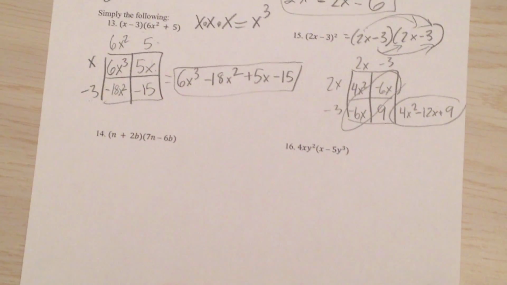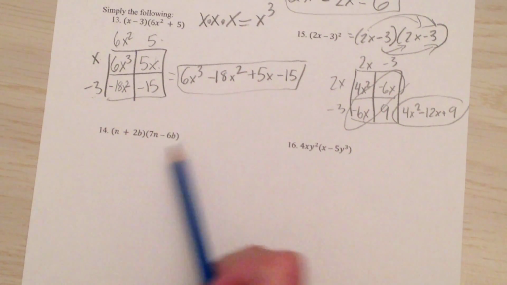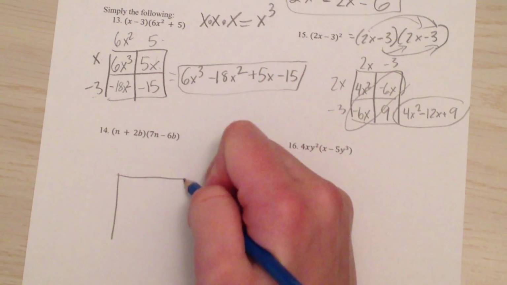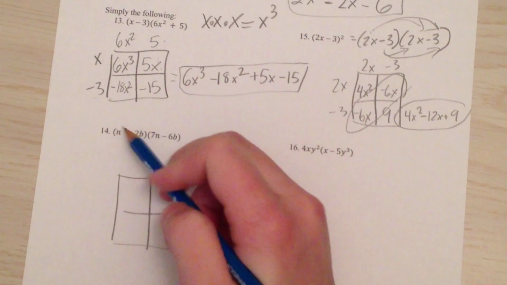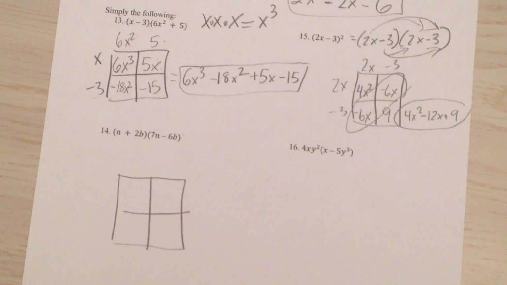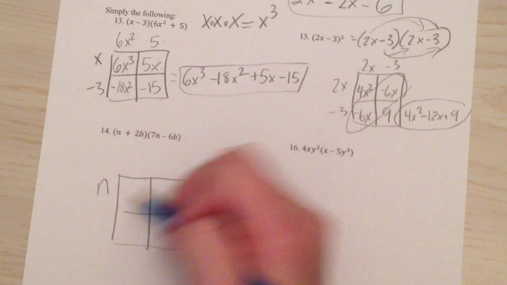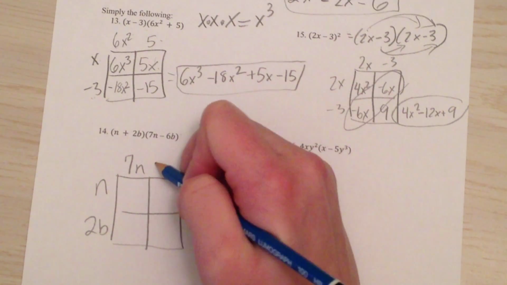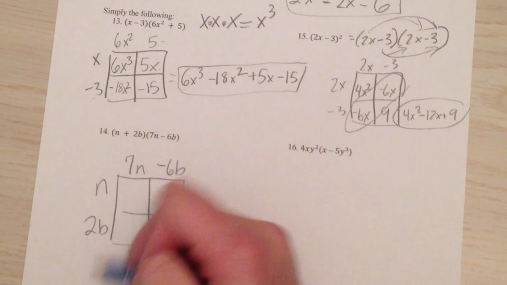We have a couple more. We got 2 more down here. This one is trying to confuse you with the variables, but otherwise it's a pretty simple problem. It's a binomial times a binomial again, so 2 terms and then 2 terms. So I'm going to put that on the sides of my 2x2 box. You notice these look like factors, and this is when we start factoring, this is where our factors end up.